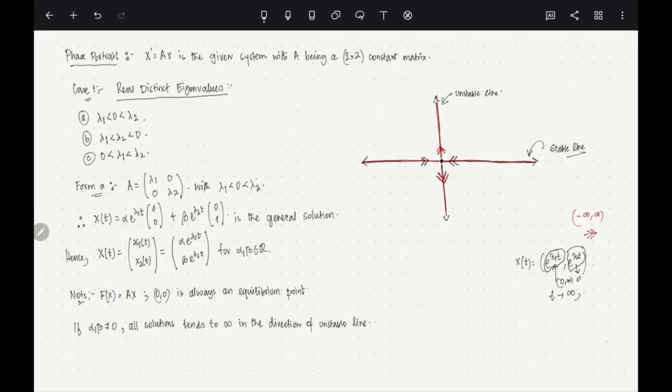As t tends to infinity, you understand? So basically it is converging towards this line, this stable line. Okay, so what is happening is this: for a large enough t, the solutions are starting very close to it. So again, let me clarify what I am trying to say here.